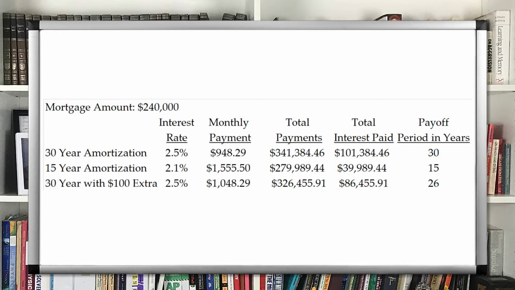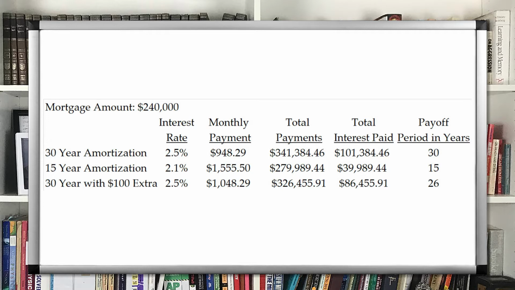But what you would save in monthly payments would cost you quite a bit more in the long run. If you keep your home for 30 years, you would pay a total of about $341,000 in principal and interest under the 30-year mortgage option versus only slightly under $280,000 in total payments under the 15-year mortgage option. This means that you would pay about $101,000 in interest under the 30-year option, but only slightly under $40,000 in interest under the 15-year option.